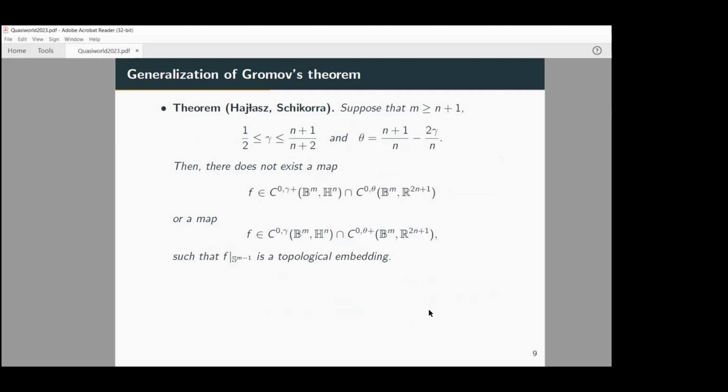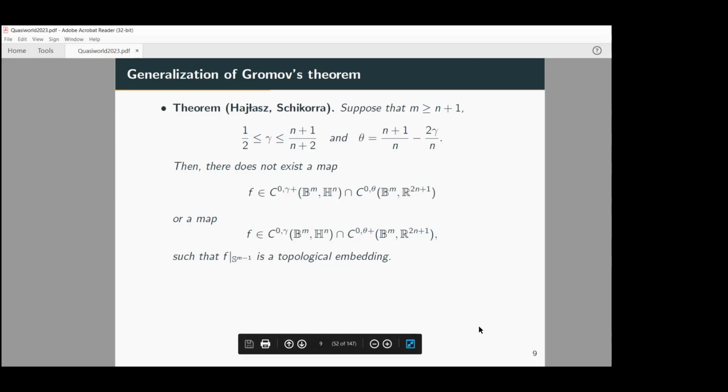So that's our result. The statement looks kind of complicated, but I will try to explain. So again, like in Gromov's theorem, we assume that m is greater than or equal to n+1. And then we are looking at mappings from the ball into the Heisenberg group, which are gamma Hölder continuous as a mapping into the Heisenberg group, and theta Hölder continuous as a mapping into Euclidean space. Okay, so we distinguish two different exponents of the Hölder continuity, and gamma is between 1/2, which everything is 1/2 Hölder continuous, up to (n+1)/(n+2), which is the exponent given in Gromov's theorem, and theta is somehow expressed in terms of gamma.